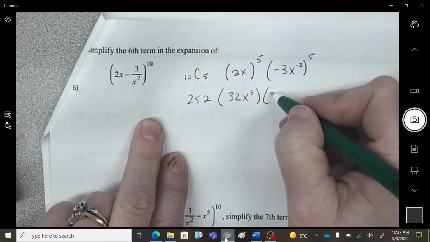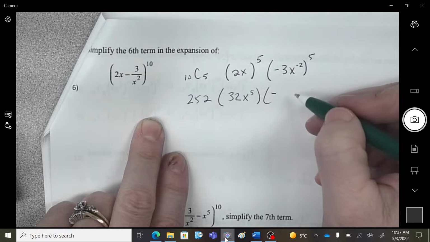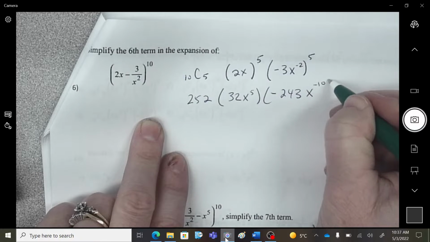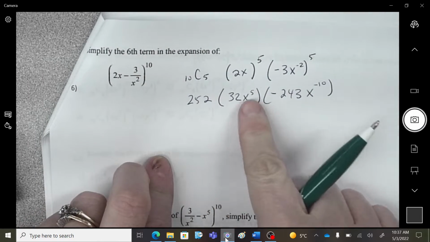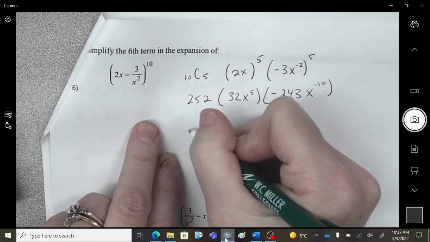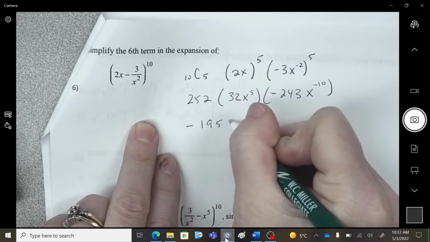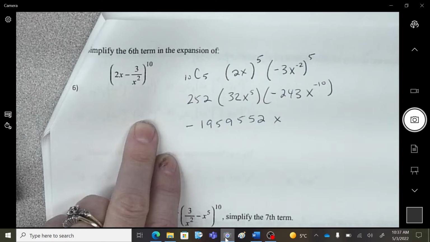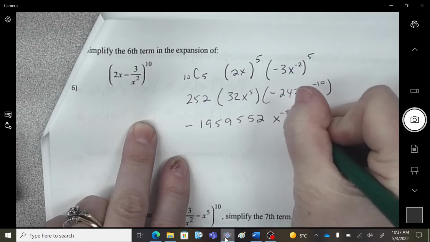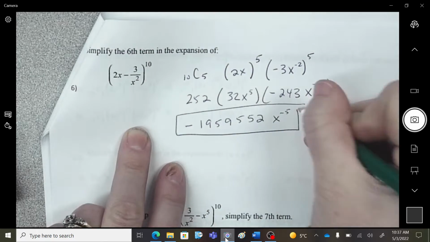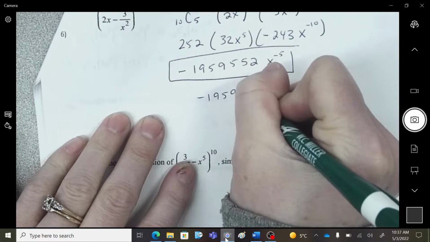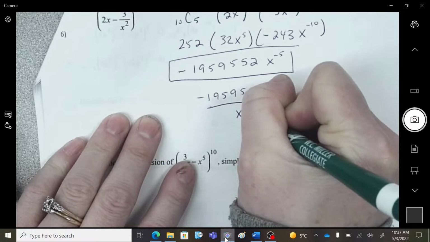Negative 3 to the 5th, that'll be negative. And then it would be 243 x to the negative 10. This times this times this as the number. And then on the x's, I will add the exponents together, so negative 5. You could also have written your answer with the exponent moved to the bottom.